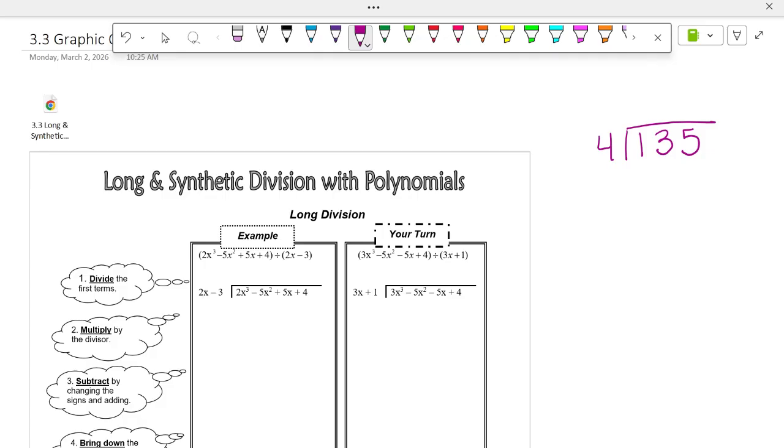Who remembers how to do regular old long division? What's your first step, JJ? Abby? Right. So how many times does 4 go to 13? 3 times. Then what do I do?